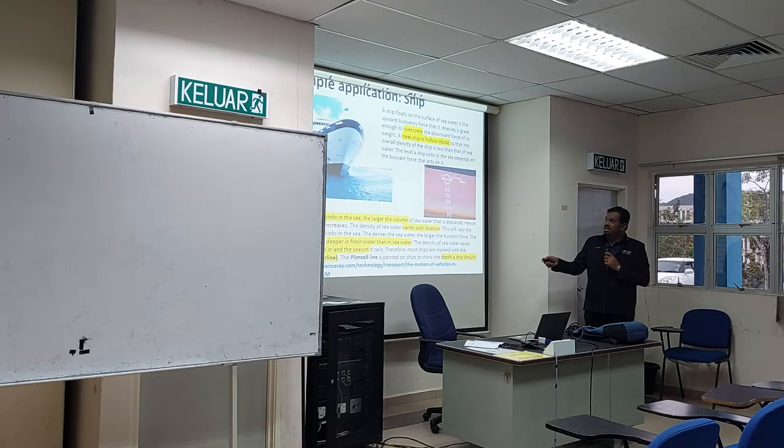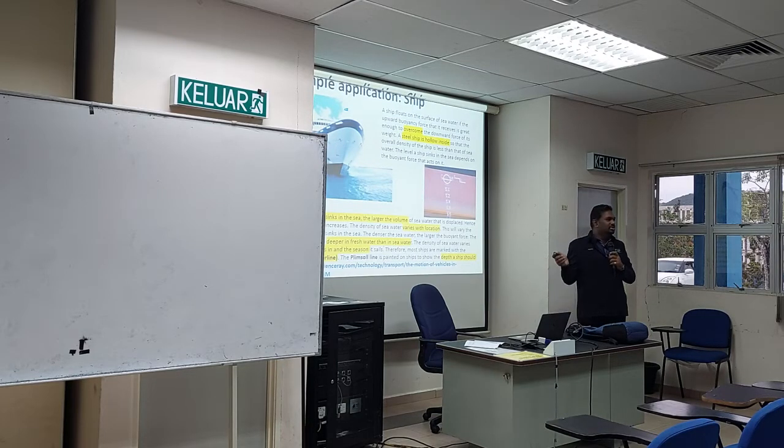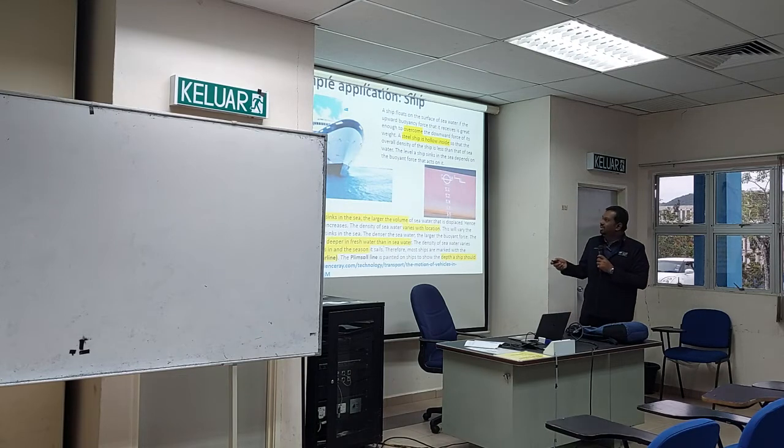So if the water level has already reached here, it means there's something wrong with the sailor. He doesn't know how to read it. So the possibility of your ship sinking is much higher. If the water reaches here, it will become like the Titanic. So the water level has already reached the top.